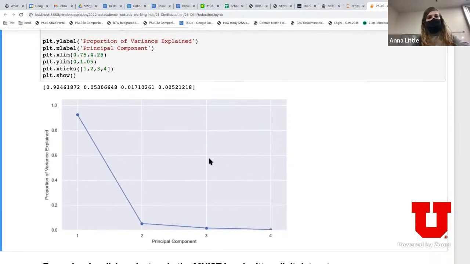To connect back with linear algebra, what are these numbers? These numbers actually come from the eigenvalues of the covariance matrix. Remember, each principal component is an eigenvector, and it comes with an eigenvalue. If you take that eigenvalue and divide by the sum of all of the eigenvalues, you're going to get a distribution telling you what percentage of the variance is explained by each one. So these numbers are directly computable from the eigenvalues.